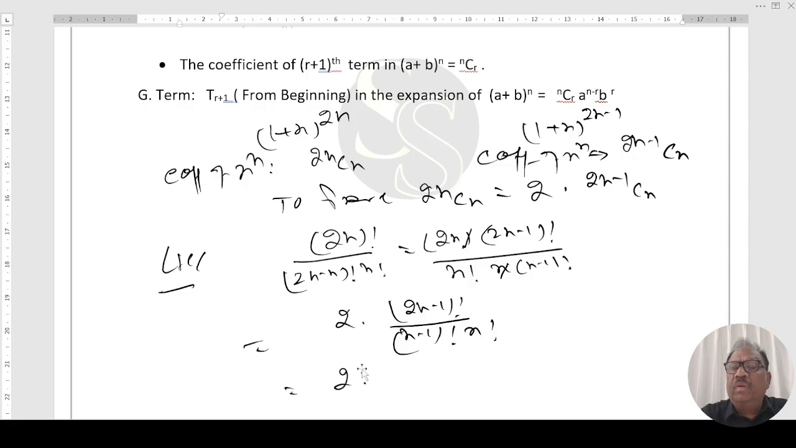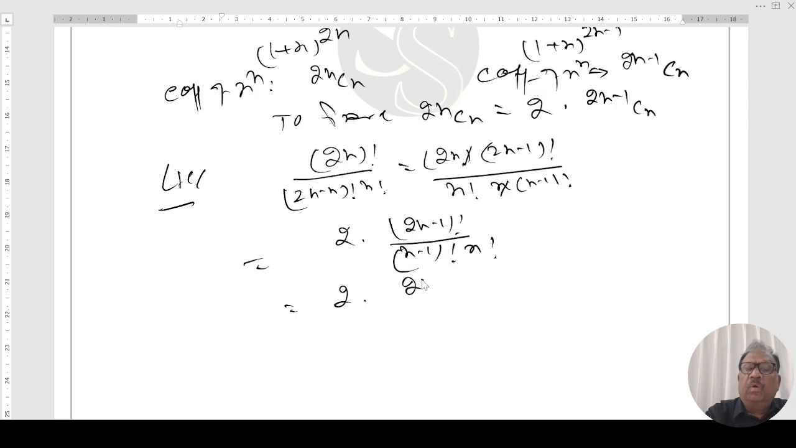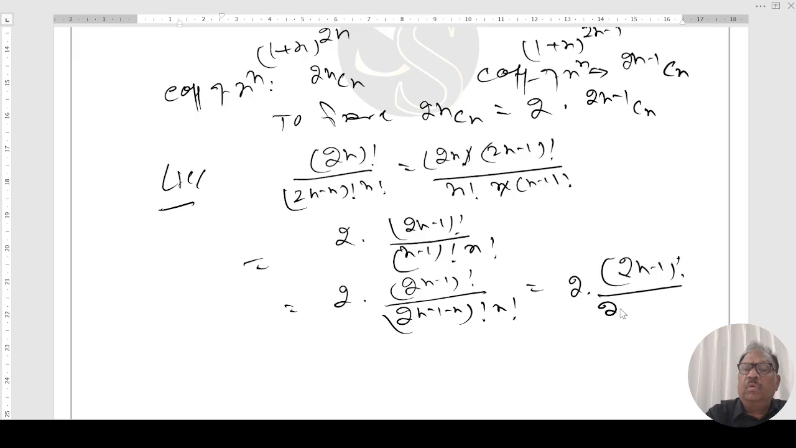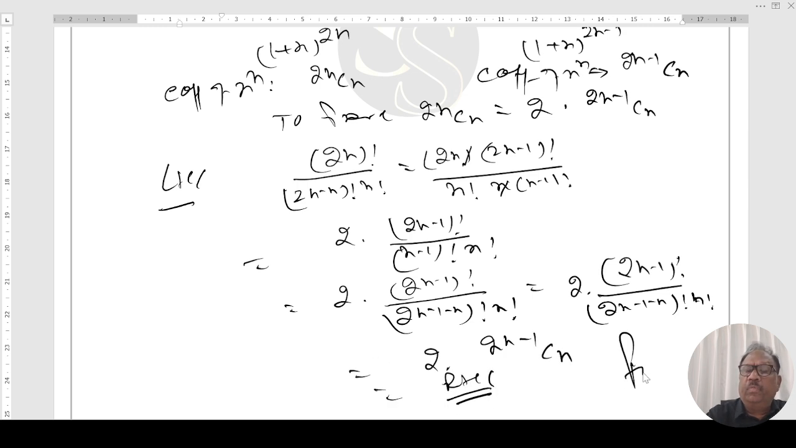We can get this term if we write 2n minus 1 factorial upon 2n minus 1 minus n factorial. So we can write this as 2n minus 1 factorial upon 2n minus 1 minus n. If we go back, we get the same term. So this is equal to twice 2n minus 1 factorial upon 2n minus 1 minus n factorial into n factorial. We can write this as twice into 2n minus 1 Cn. That is the right hand side. Right? Proved. Right? Next question.